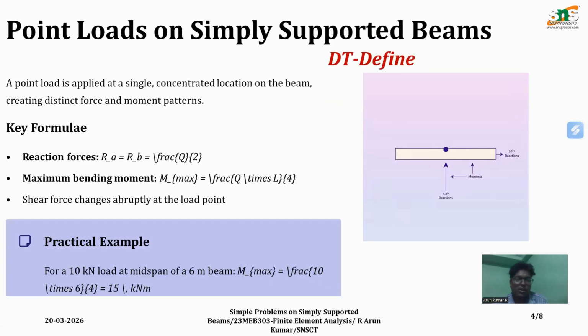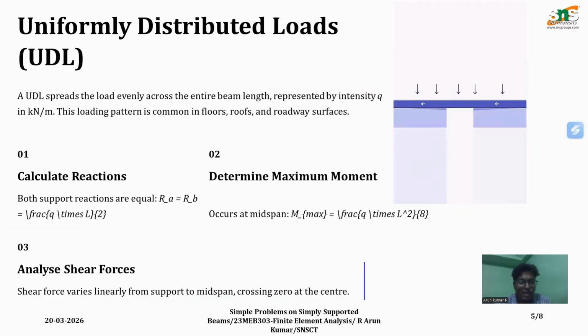The point load on the simply supported beam. A point load is a single, concentrated load applied at a location on the beam, creating distinct force and moment patterns. The key formulations: the reaction forces Ra and Rb are the reactions at the two ends of the beam, at point A and point B. So that is called Ra and Rb. The maximum bending moment and the shear force change at the point load. For example, a 10 kilonewton load at the midpoint of a 6 meter beam.